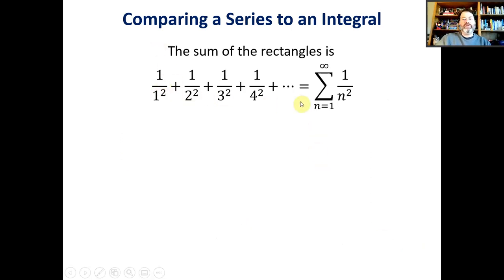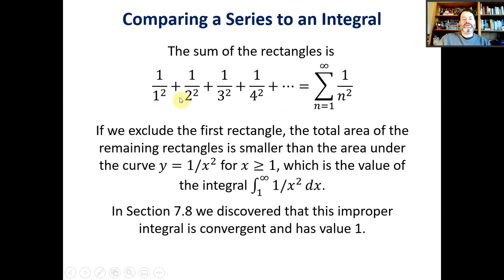Right? So there's the sum of all the rectangles, and it's exactly the same as the series we started with. If we exclude the first rectangle, remember, we know the size of the first rectangle, so we can just ignore it for now. The total area of the remaining rectangles is smaller than the area under the curve, which we saw from the picture. And the area under the curve is the value of the improper integral from 1 to infinity of 1 over x squared dx. When we did improper integrals back in section 7.8, we saw that this integral is in fact convergent and has value 1.